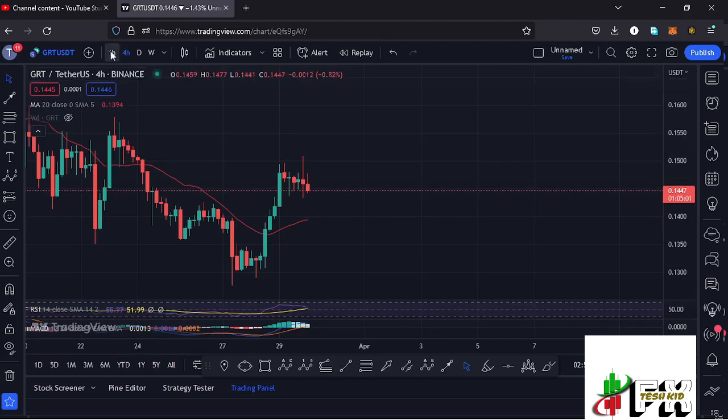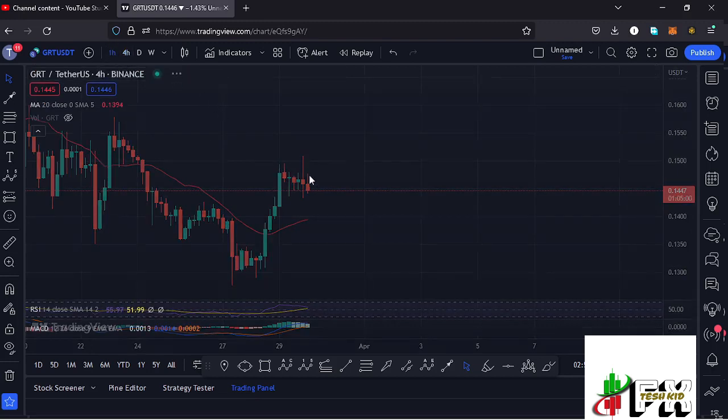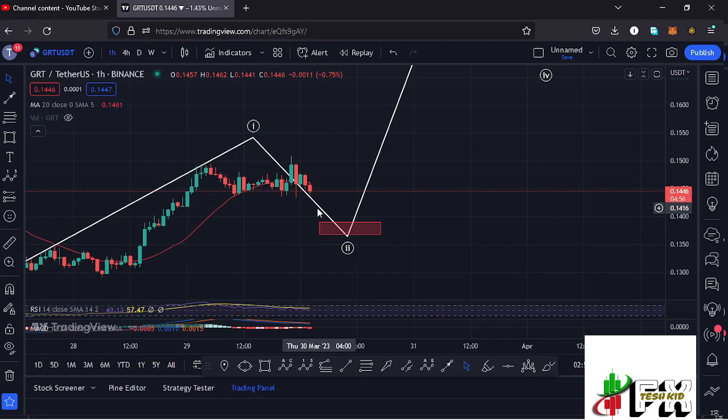So let's be patient and see how that plays out and continue watching that red target area in the formation of that wave 2. And that's all for this video.